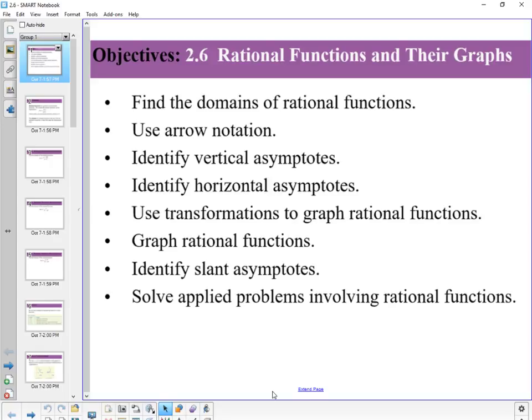2.6, we're doing rational functions. Rational functions. Find the domain.